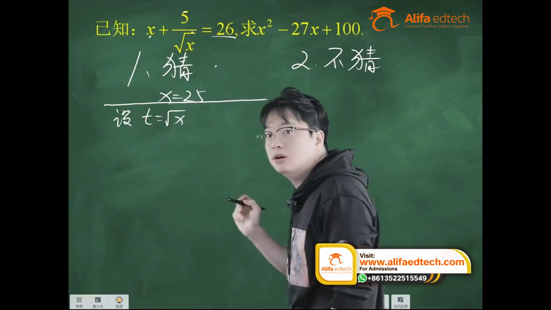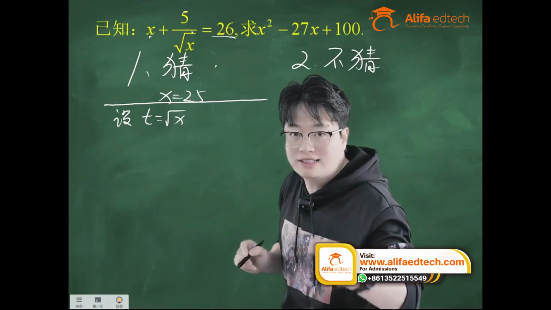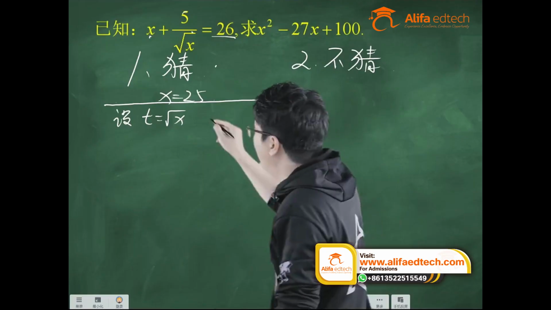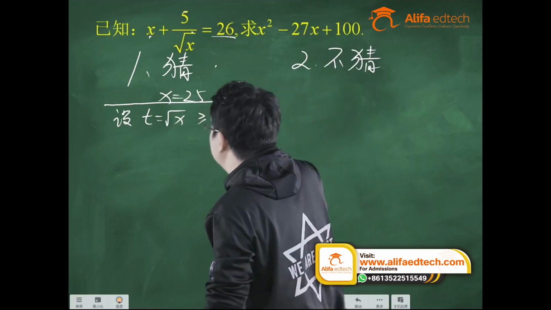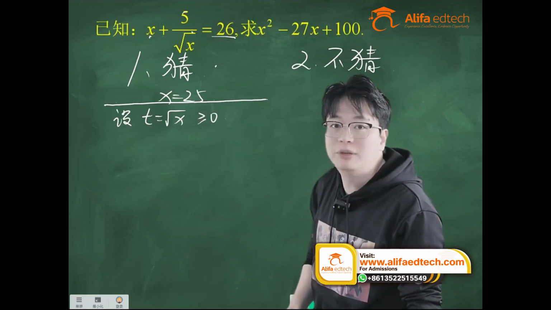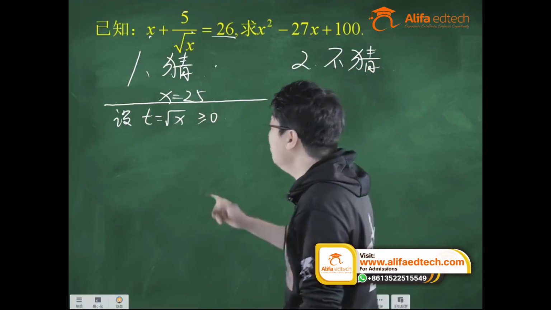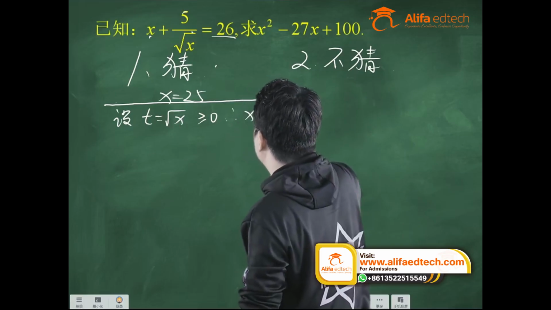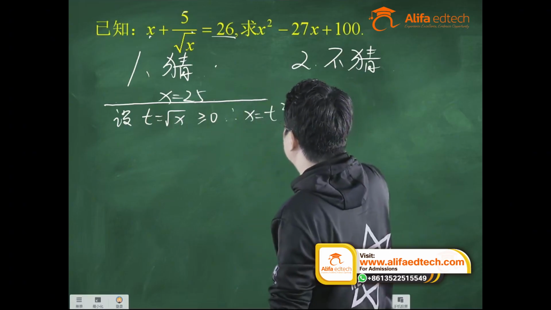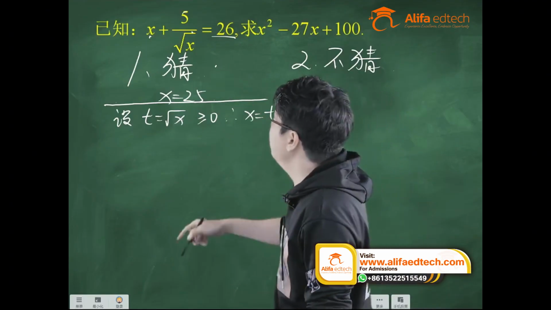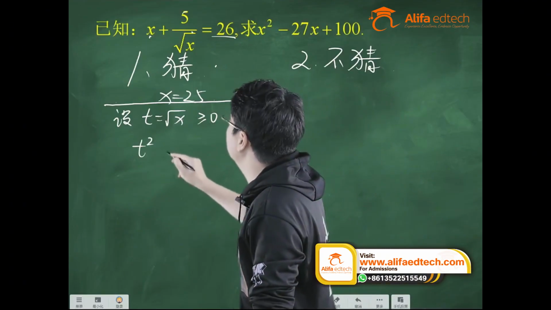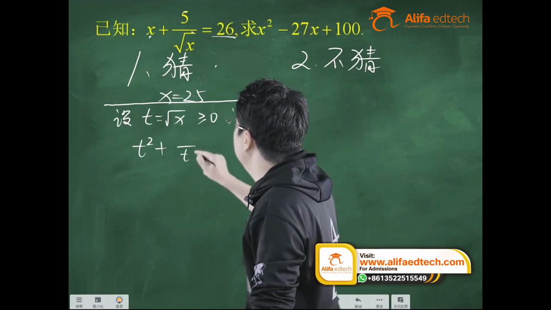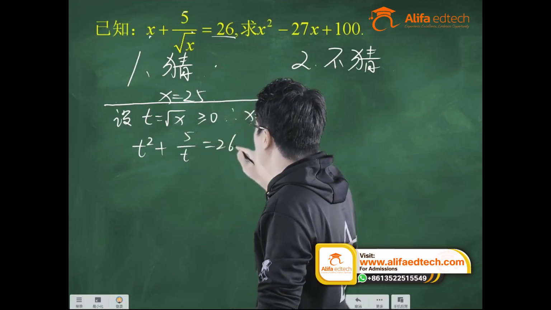But when using the substitution technique, you must pay attention to its traps: the value range. The square root of x is non-negative, that is, greater than or equal to 0. So our t is greater than or equal to 0. Since the square root of x is equal to t, x is equal to t squared. So the equation becomes t squared plus t is equal to 26.